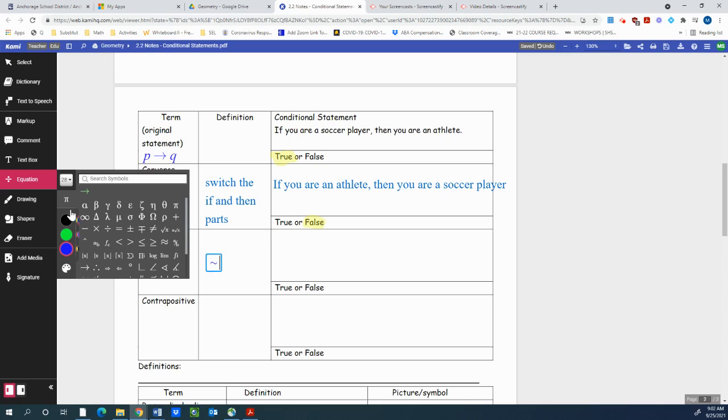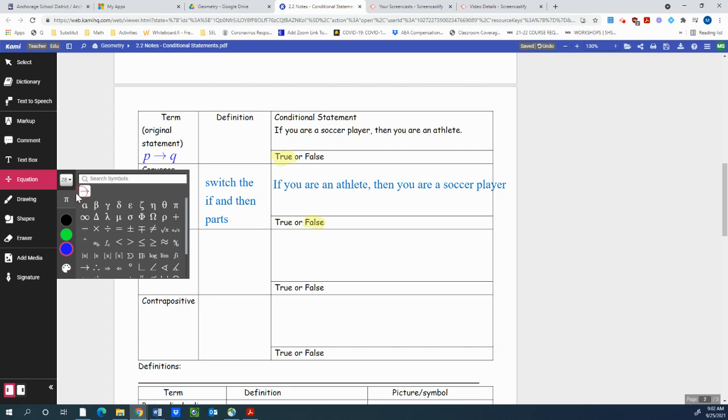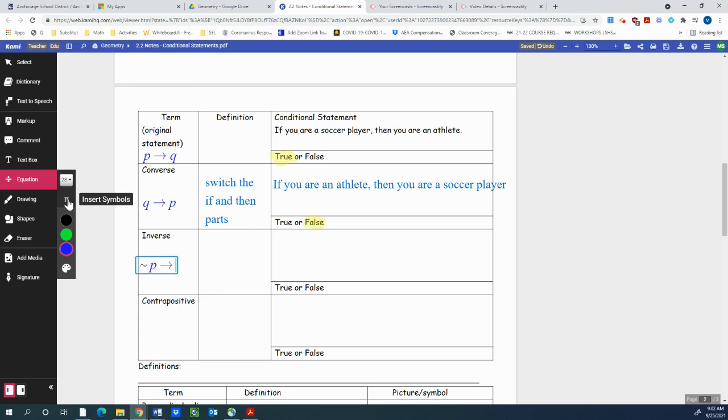And we negate the verbs. Let me move this guy over here. So here's the little symbolic for this one. It's if P, arrow, then Q, so if not P, then not Q. All we did was negate the original statement.